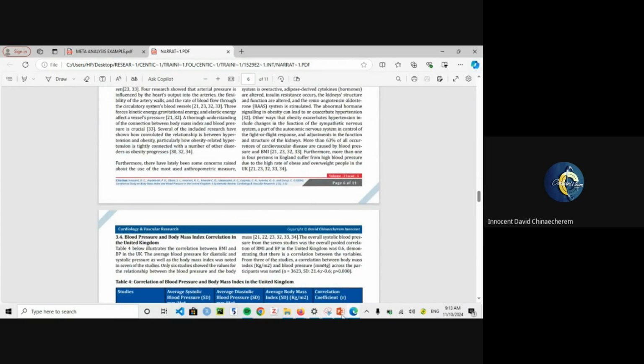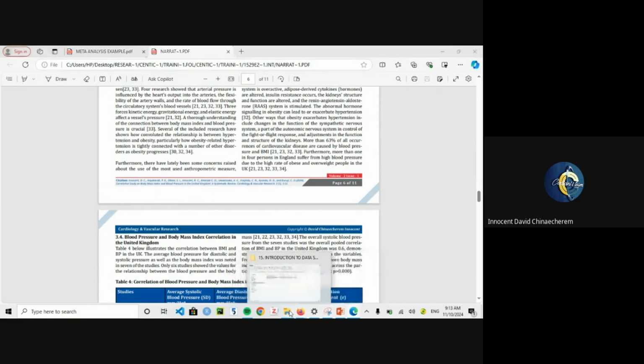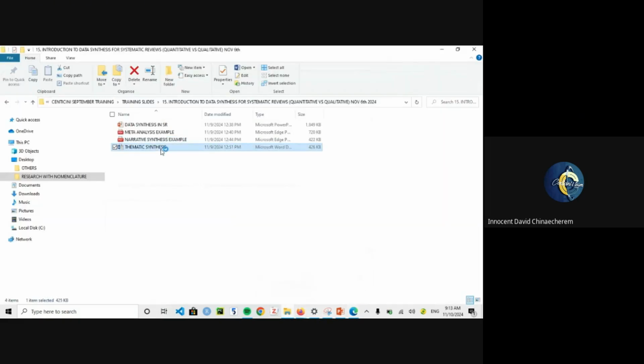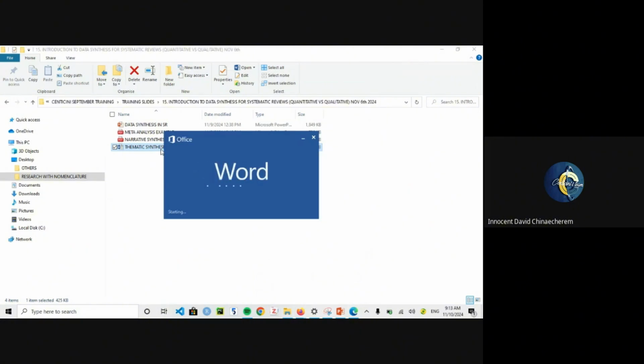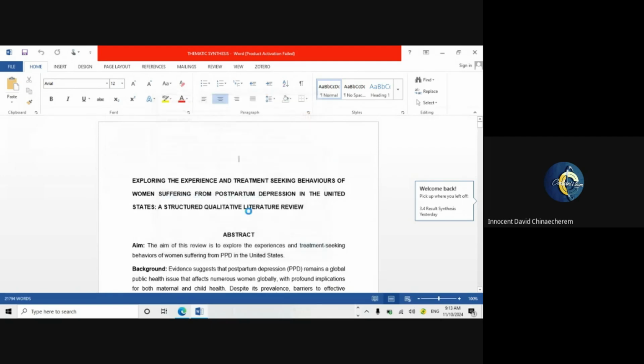So now I'm also going to show another example of what a thematic synthesis looks like at this stage. Remember, we're just trying to show examples. In our next meeting, we're going to discuss in detail what this looks like. So this is a structured qualitative literature review where we explore the experiences and treatment-seeking behavior of women suffering from postpartum depression in the United States.